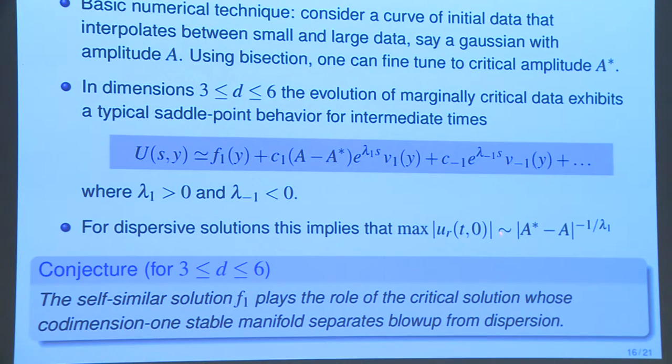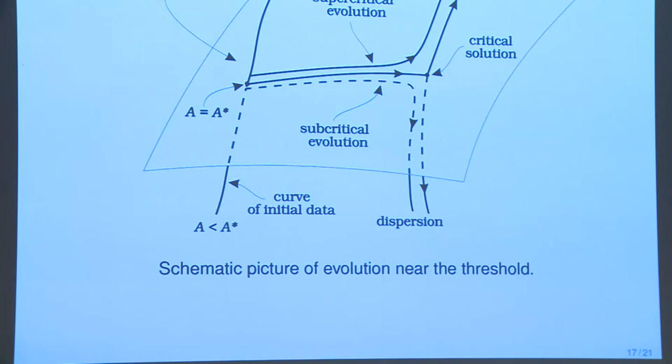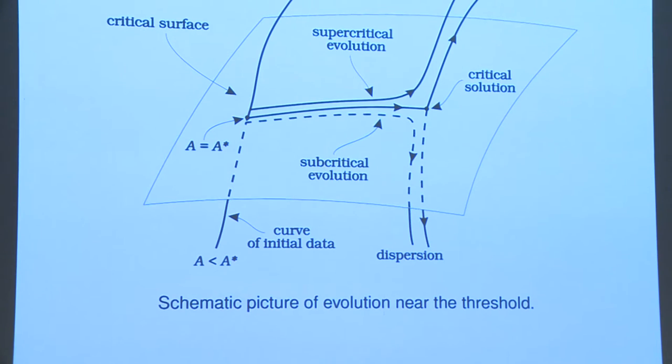And from this, there follow various scaling laws. For example, if you look at solutions which do not blow up, but are marginally subcritical, so they have A slightly less than the critical value, the gradient of these solutions in the center can become very large, and how large it is will scale with this. So this gives rise to a conjecture that this self-similar solution with one unstable mode is a critical solution whose codimension one stable manifold separates blow-up from dispersion. Here is a schematic picture of this behavior.